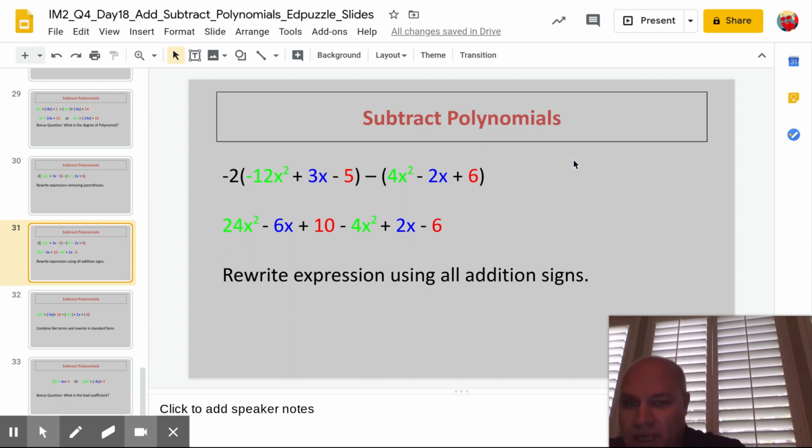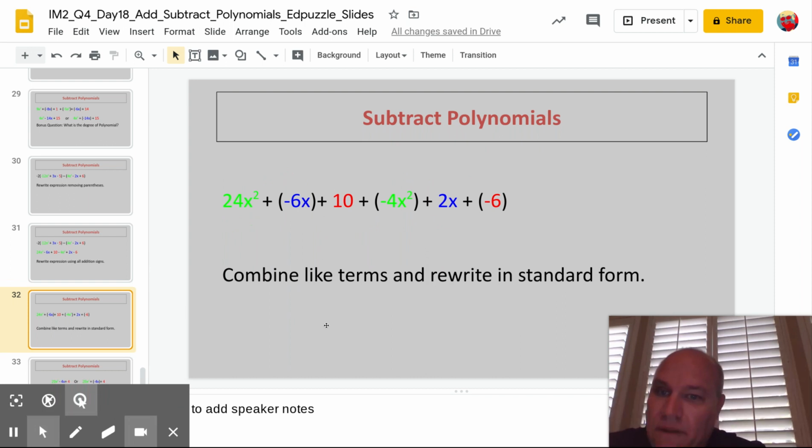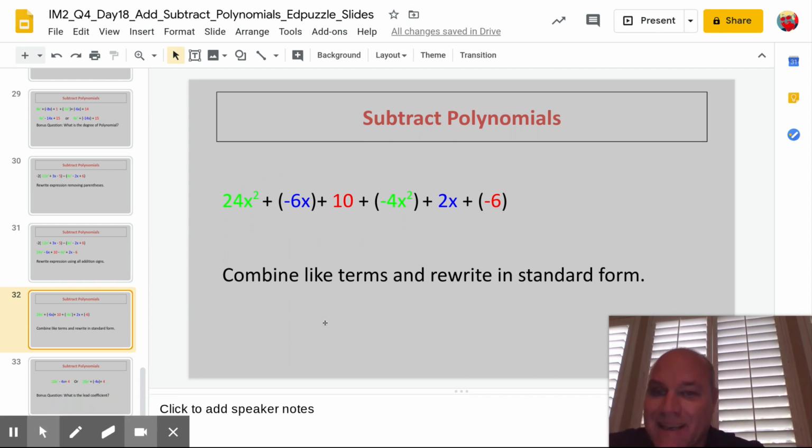Okay, now I would like you to rewrite the expression using all addition signs. So let's get rid of the subtraction signs I have in there and rewrite it with addition. We get 24x squared plus negative 6x plus 10 plus negative 4x squared plus 2x plus negative 6. Now we have an addition problem. Let's combine like terms and rewrite it in standard form.